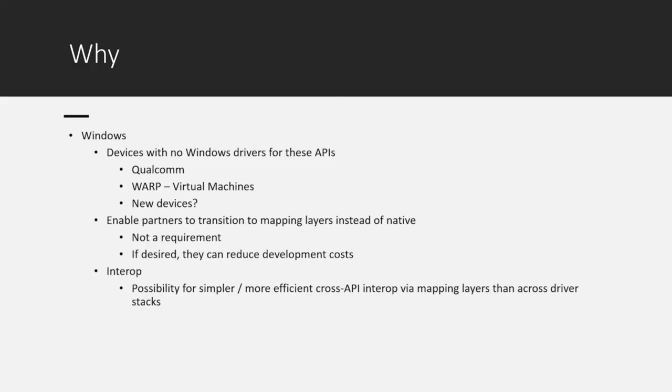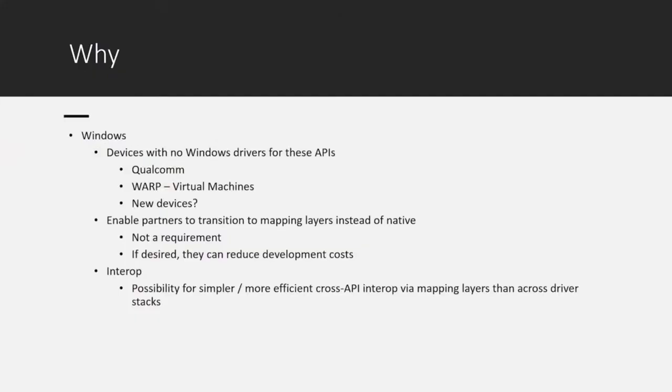Another reason is interop. Being able to use a D3D device and also issue GL or CL operations against it can potentially be relatively expensive. You have to create multiple devices, use shared resources, and use shared synchronization objects. It's a lot to manage to make it work. We're hoping that by having mapping layers, we can provide an easier and simpler story for interop.